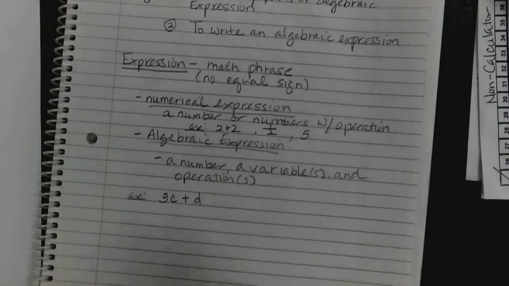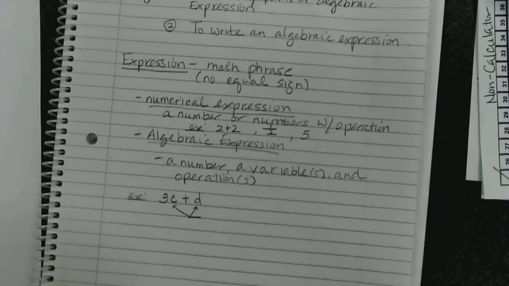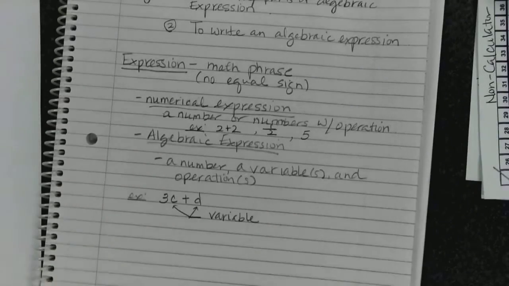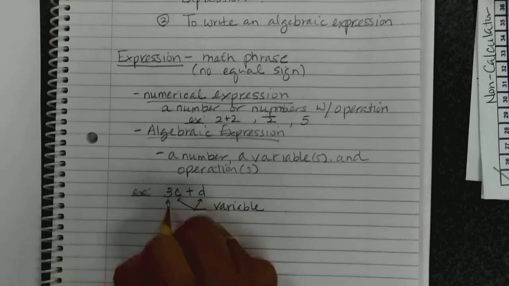Now let me give you the parts to this. What do we call these letters? Variables. Those are called variables. The reason why we call them variables is because they can change. Variables are letters or symbols that represent a number. So in place of C, I could put 5 in there. Or in place of D, I could put a 7 in there, and then I could evaluate that expression. Can somebody tell me what this is called?